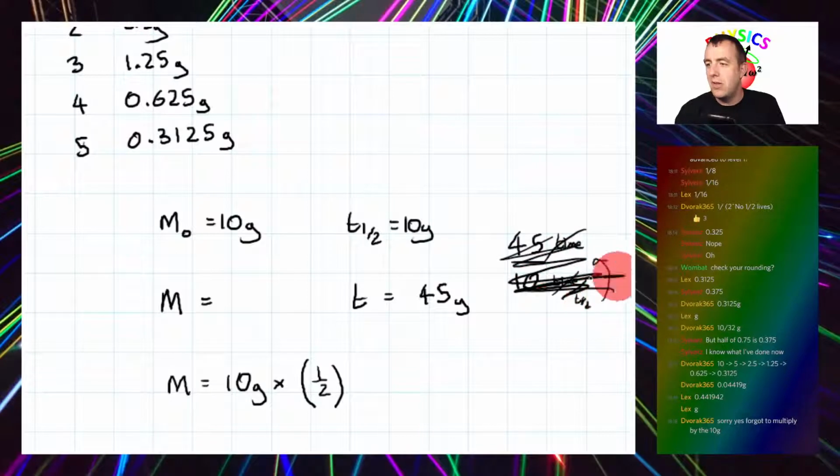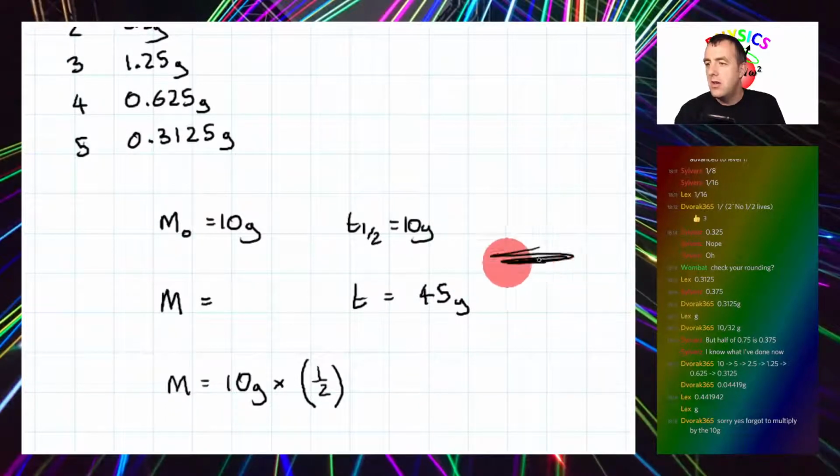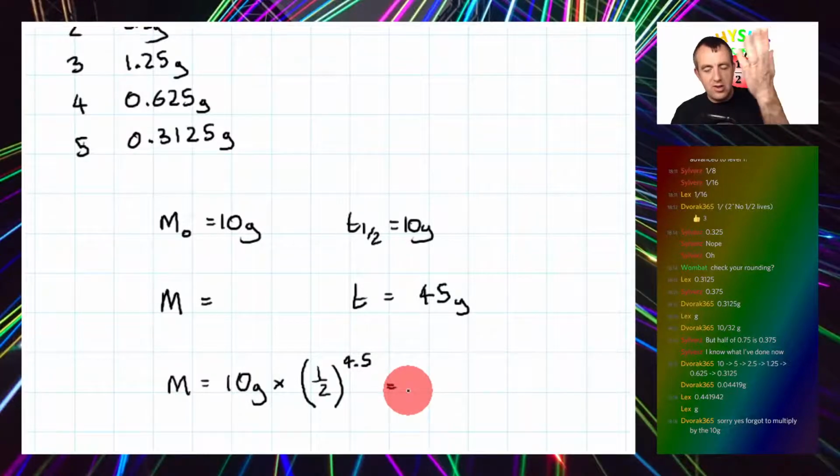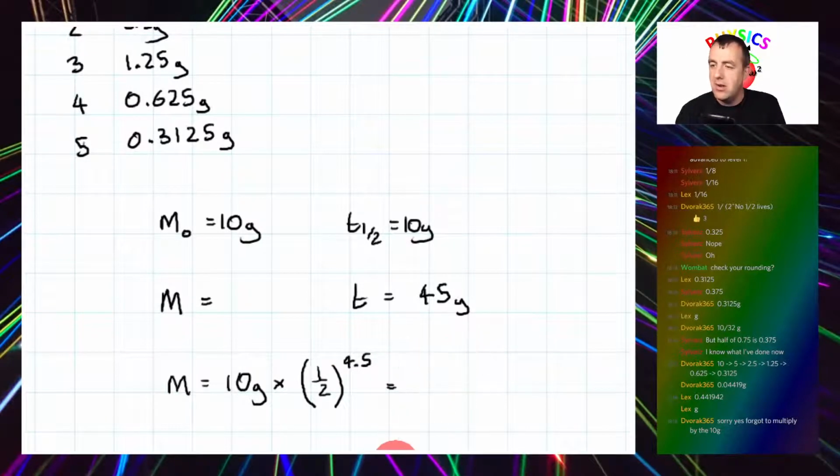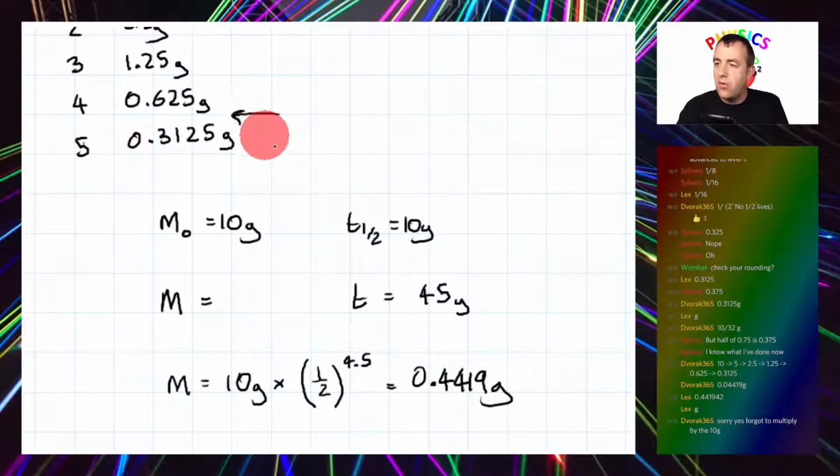Maybe just ignore that, because crossing things out is probably confusing things. You can see that 45 divided by 10 is the number of half-lives, 4.5. Chuck that into your calculator. It gives you the answer that you can see in the chat there. I don't need to write it down. And that fits in. I will write it down because that fits in. 0.4419 grams fits in nicely between 4 and 5.